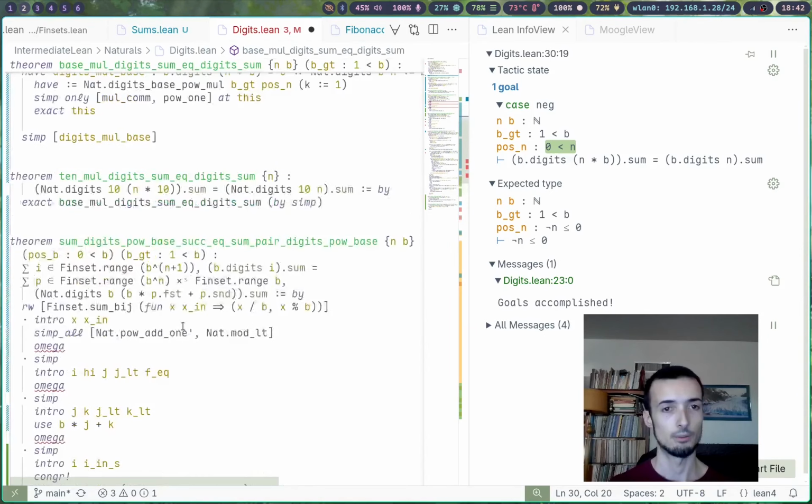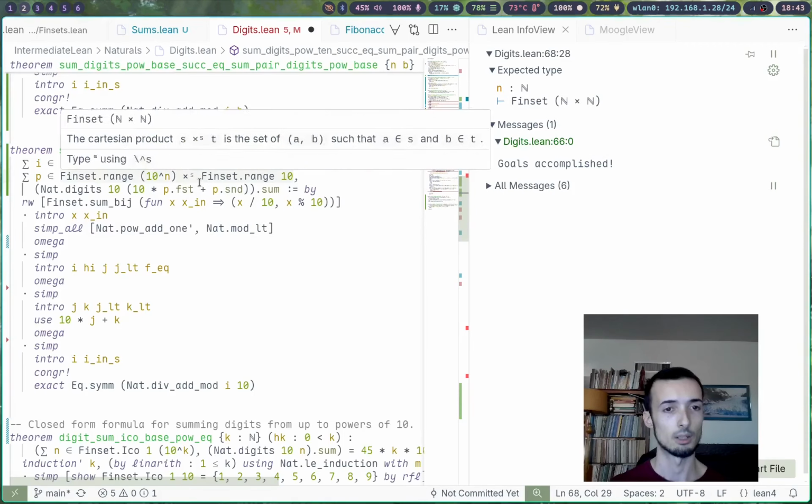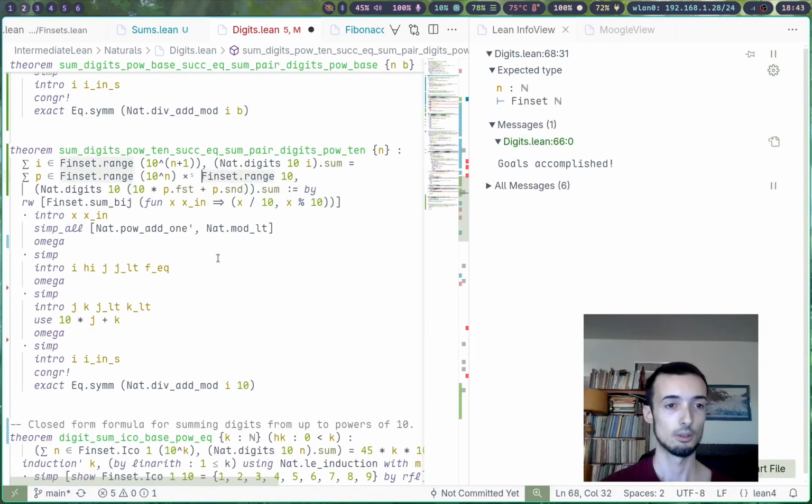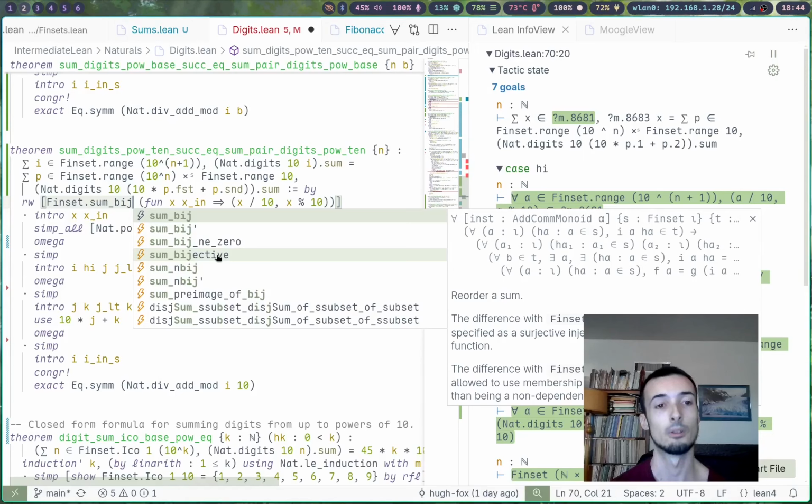But what I really wanted to go over today was the sum equivalence. So I already proved an equivalence between the range of 10 to the n plus 1 and the Cartesian product of 10 to the n cross the range from 0 to 10. The proof technique is very straightforward. We use sum bijection, and this says that if you can give a function that can be inverted, that you can prove is invertible, you can show an equivalence between two sums.